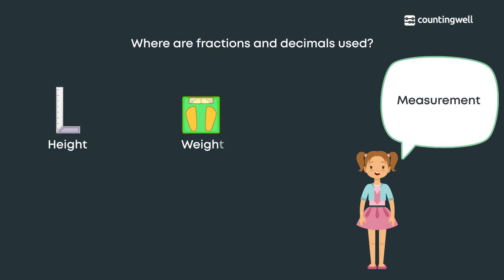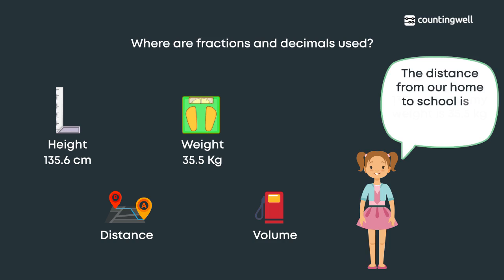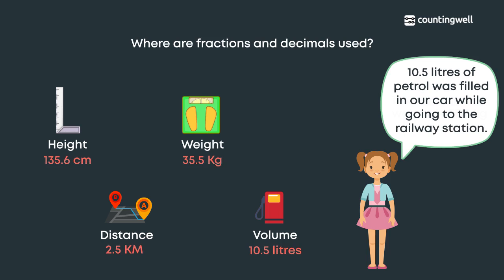Height, weight, distance, volume are all represented in decimal numbers. My height is 135.6 centimeters and my weight is 35.5 kg. The distance from our home to school is 2.5 kilometers. 10.5 liters of petrol was filled in our car while going to the railway station. Wow, fractions and decimals are used everywhere.